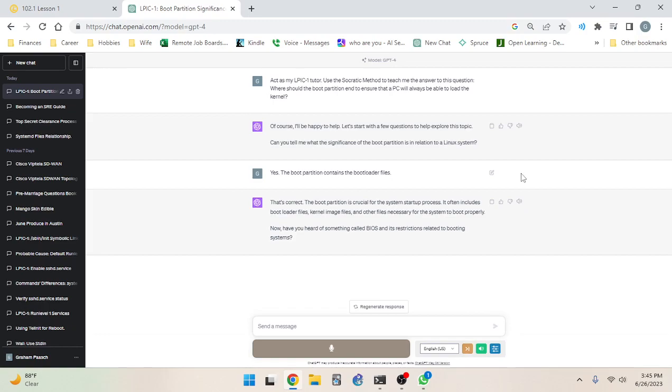That's correct. The boot partition is crucial for the system startup process. It often includes bootloader files, kernel image files, and other files necessary for the system to boot properly. Now, have you heard of something called BIOS and its restrictions related to booting systems?